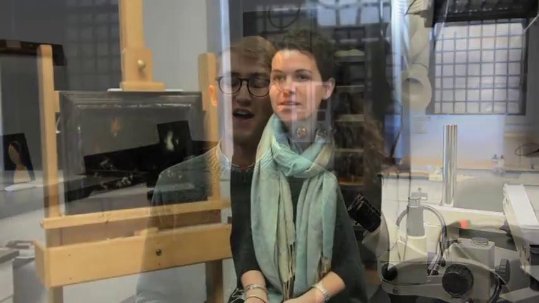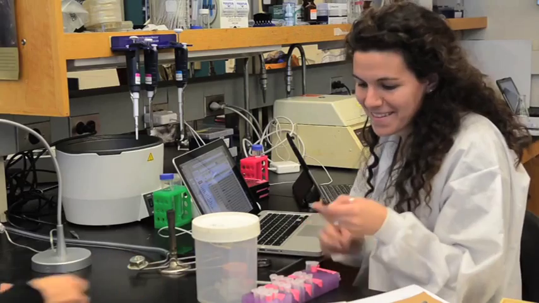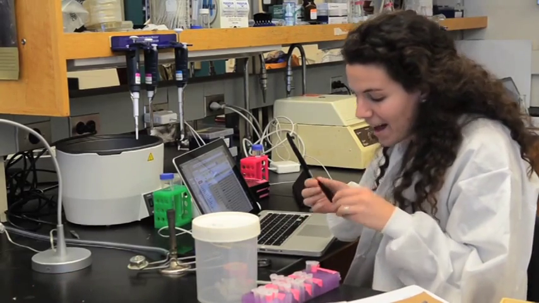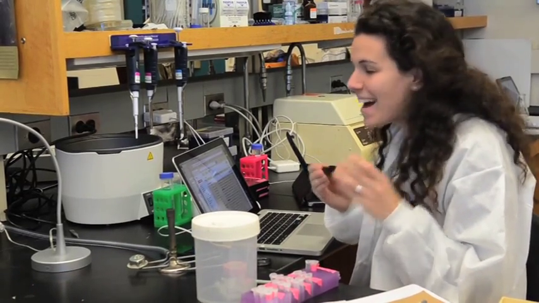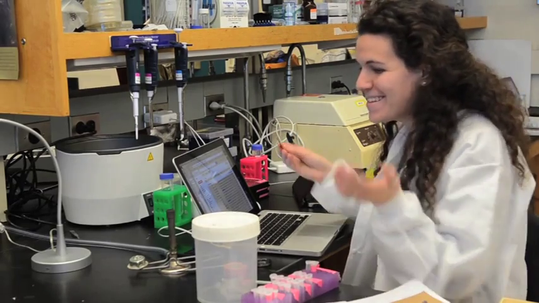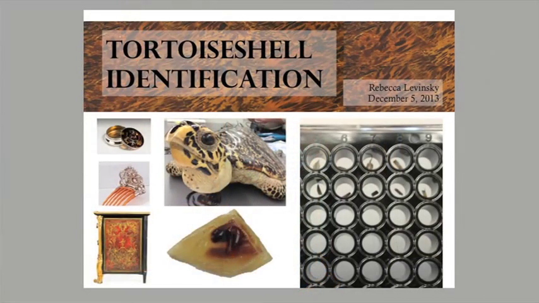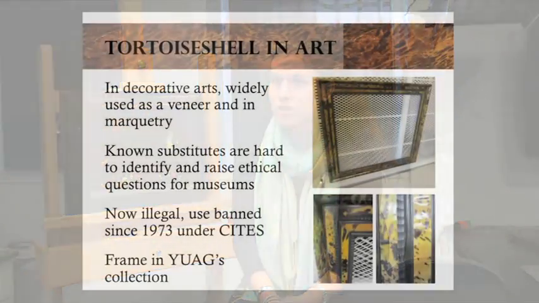Ever since I decided to become a history of art major, I've really focused on the decorative arts. So I wanted to come up with a project that would in some ways relate to my interest in the decorative arts. I floated around a few ideas. I really love wood, so I was trying to think of a project that could relate to wood. And eventually we settled on the idea to look at tortoiseshell veneer on frames. In particular, there's one frame in the art gallery's collection that we're not sure if it's tortoiseshell or not.